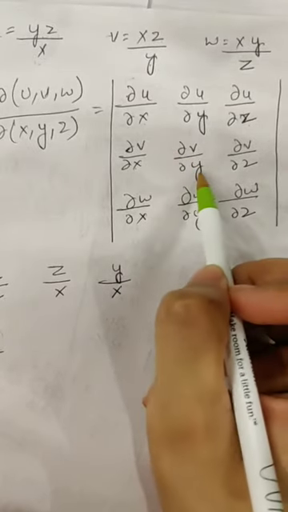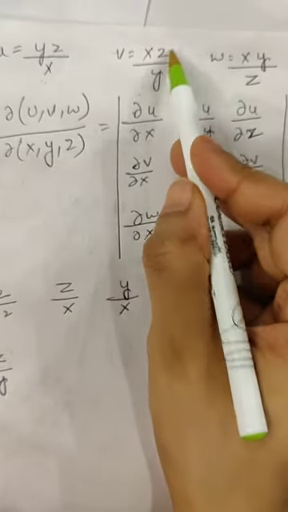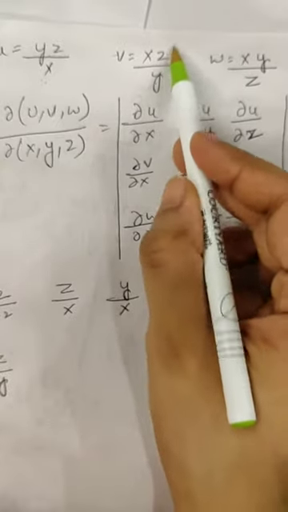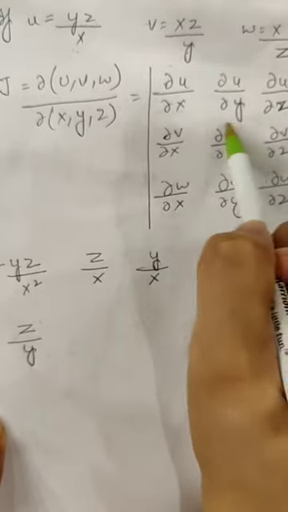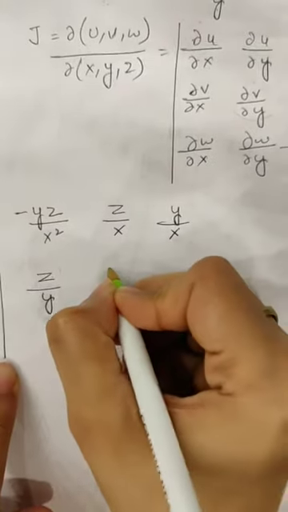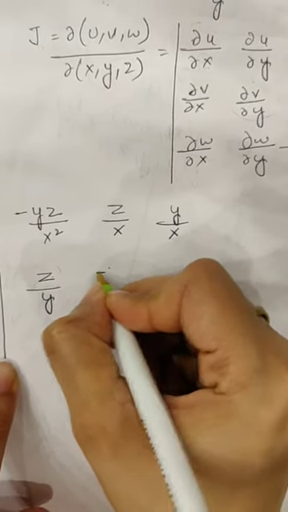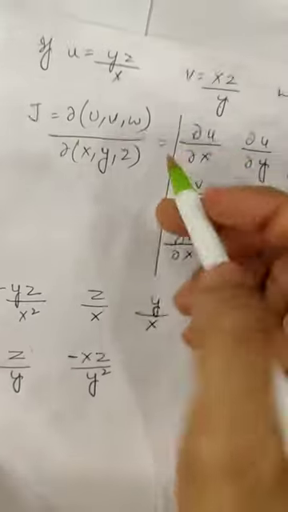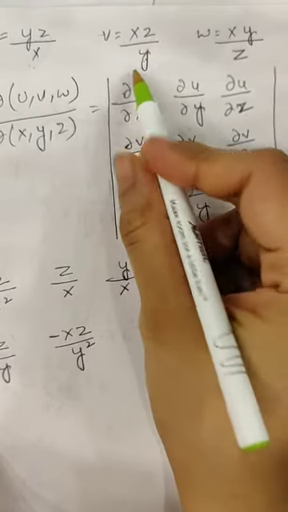Differentiating v with respect to y, xz would be constant, it would come out, and differentiation of 1 by y with respect to y would be minus 1 by y square. So this term would become minus xz by y square. Now differentiating v with respect to z, this would be x by y.